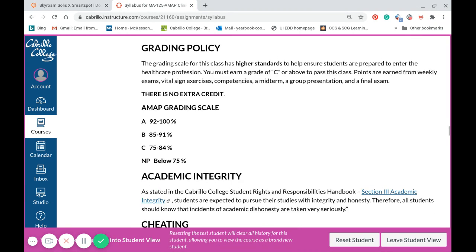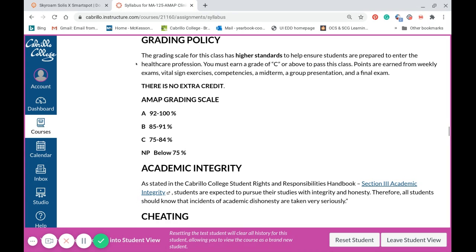Okay, we covered the grading policy a little bit already. We have a higher grading scale for the whole AMAP. It says there's no extra credit, but that might not be true. There may be a few opportunities for extra credit.